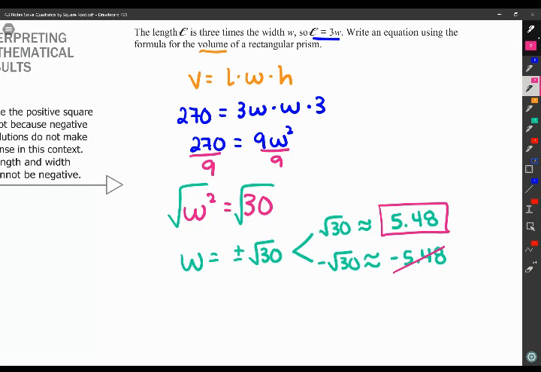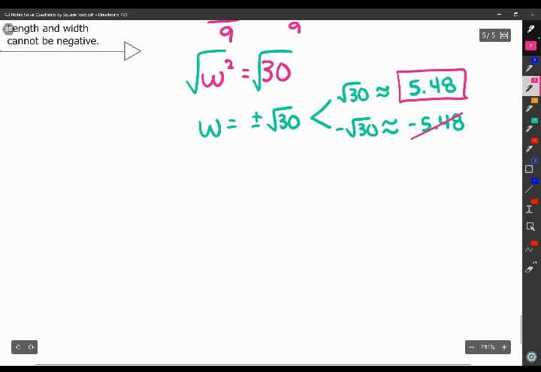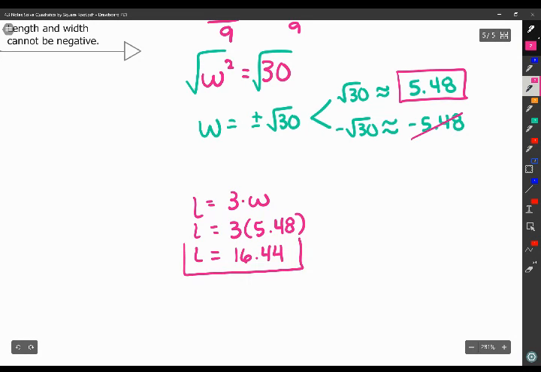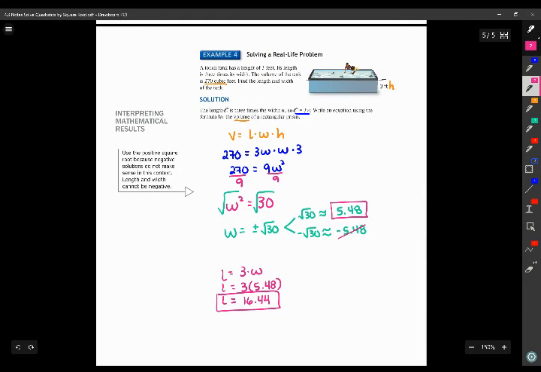And again, is that your answer? Well, kind of. Remember that the question was, what is the length and the width? And so in order to find the length, the length was 3 times the width. And so we're just going to go 3 times that number to find out what the length is. And so if I do 3 times that number, I'm going to get 16.44 about. All right, and so that's what it's asking for. So the dimensions of that pool would be 5.48 by 16.44 by 3. And that's all example 4 is asking you to do.